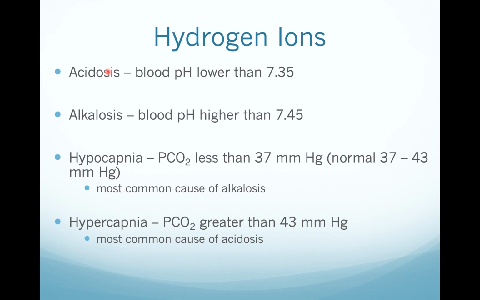Now, what causes acidosis or alkalosis? Well, when CO2 is too low or when CO2 is too high. Let's start with this one first because this is the one we're familiar with. Hypercapnia, very high CO2. If you have a lot of CO2, you're going to make a lot of protons, which means you're going to become acidic.